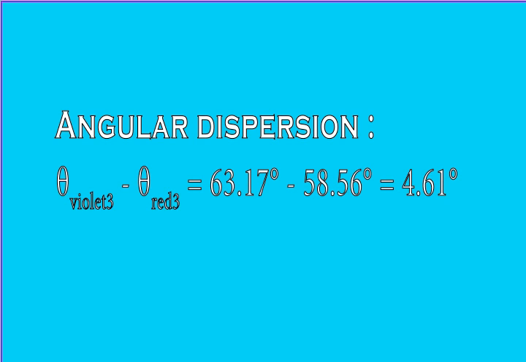Finally, we know the final refracted angles of red light and violet light. The angular dispersion is the difference of the two angles, which means it is theta violet 3 minus theta red 3, and the answer is 63.17 minus 58.56, that is 4.61 degrees.